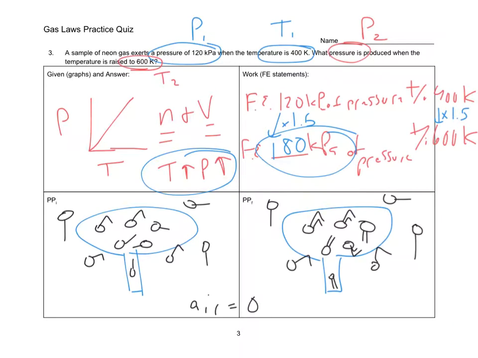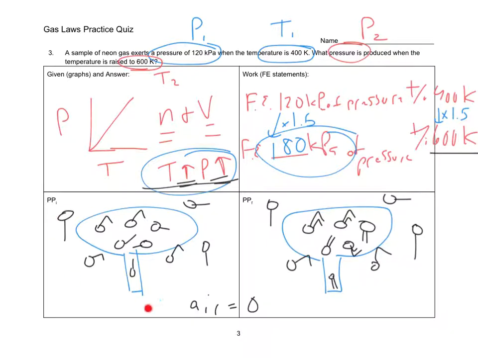Apparently all of my explanation got paused, but here's what's going on: the pressure and temperature are both going up, because as the particles move faster, they hit the sides of the container more often. 120 kilopascals at 400 K. If we move that to 600 K, it goes up by 1.5 times as much. So this also goes up by 1.5 times as much, because they are directly related. We know that from the graph. We know that from experimental data.